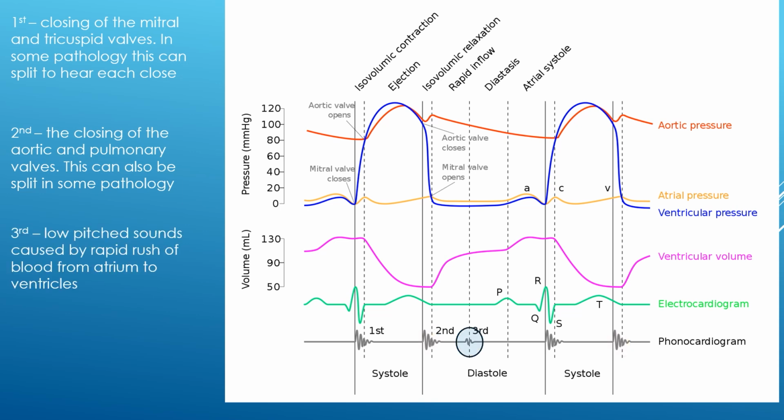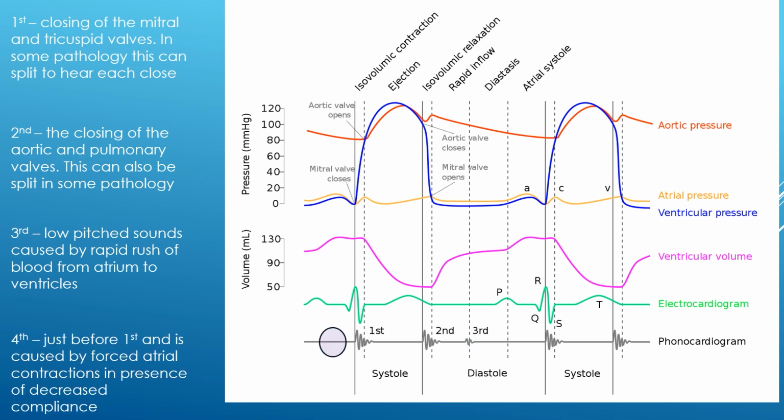The third heart sound is a low-pitched sound caused by the rapid rush of blood from the atrium to the ventricles. It is normal in children, and in adults it is associated with ventricular dilation. And then lastly, the fourth heart sound, which is unfortunately not shown directly on this diagram, occurs just before the first heart sound and is caused by forced atrial contractions in the presence of decreased compliance. It is associated with stiff, low compliant ventricles, e.g. ventricular hypertrophy and ischemic ventricle.